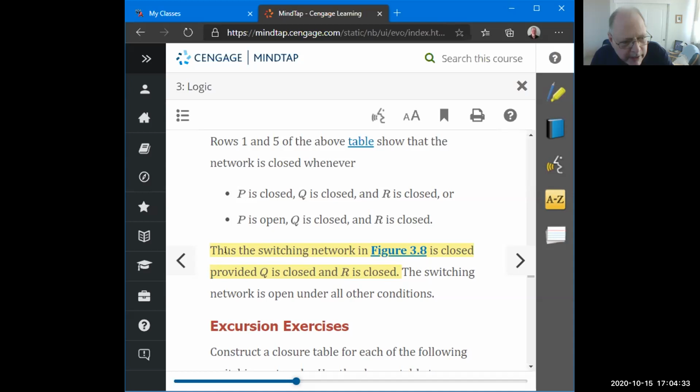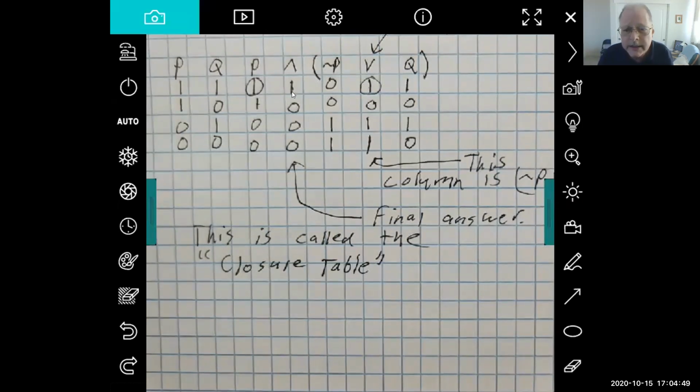They made this English sentence. So you come over here, back to our table, and we just want to say in words, under what conditions is the circuit closed? When do you have a 1 for your final answer? And it's only here at the top row. The whole circuit's just closed when P and Q are both closed.